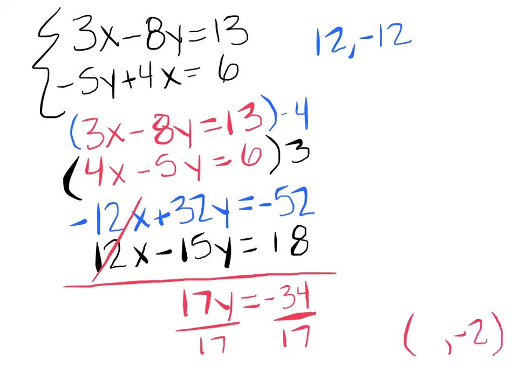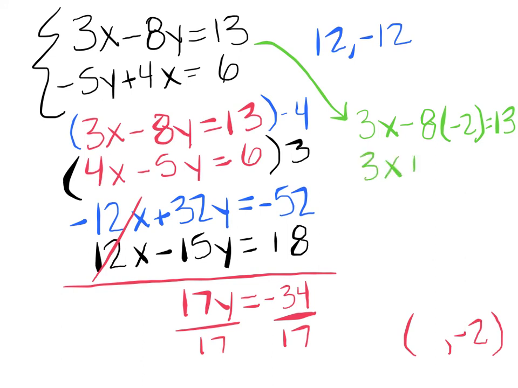So I'm going to put a negative 2 where y should go. And then I'm going to look back to my original equations to find x. I'm going to use the top one. It seems the easiest to me. I know y, so I'm going to plug that in. Alright, now we just have to do a little bit of multiplication and we're almost done. So 3x equals a negative times a negative, which is positive 16. Subtract 16 from both sides. You get 3x equals negative 3.